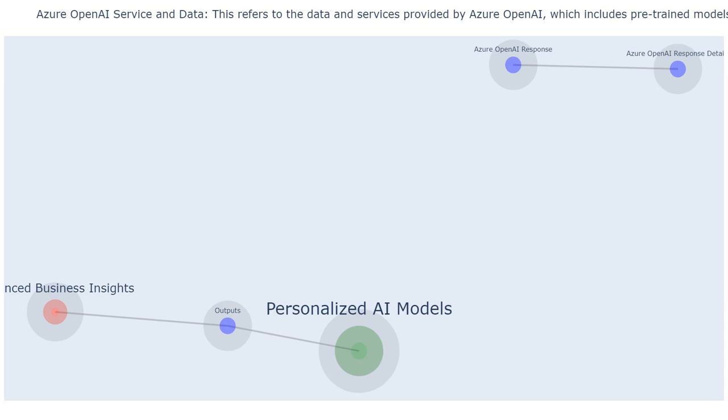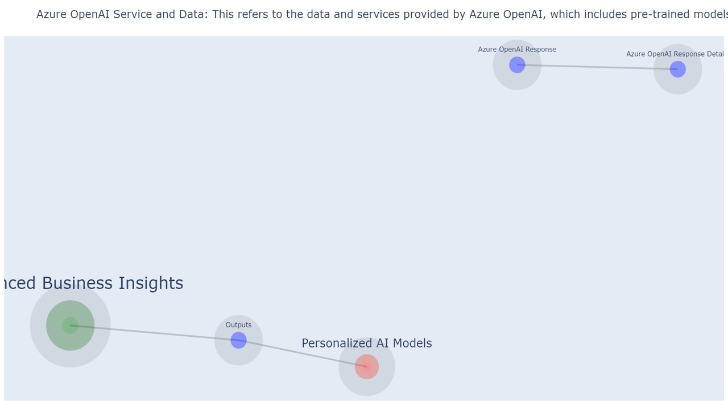Outputs. Personalized AI models. These are machine learning models specifically tailored to the unique requirements and data of a particular user or organization. They are trained on domain-specific data to provide customized predictions, classifications, or insights. For instance, a personalized AI model could be used to predict customer churn based on historical data for a specific business. Enhanced business insights. This refers to the actionable insights derived from the analysis of data using AI models.